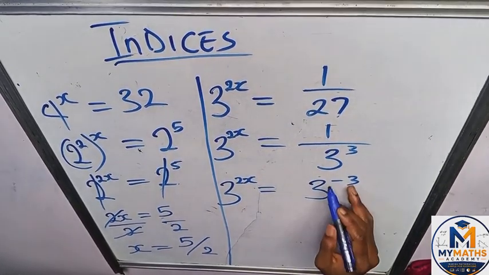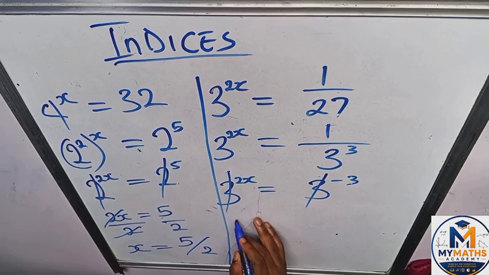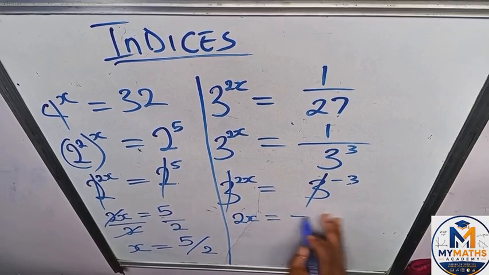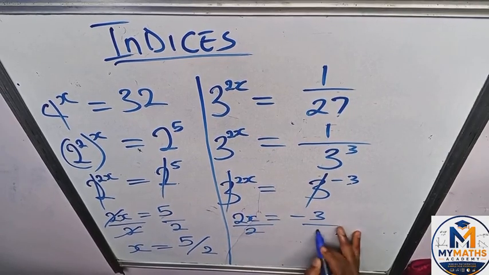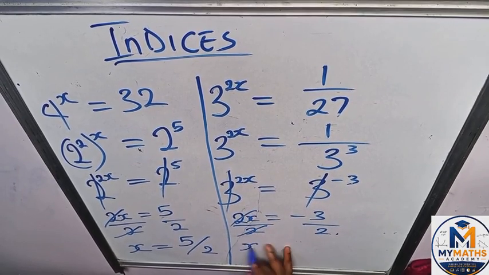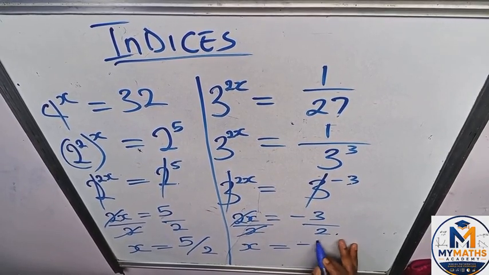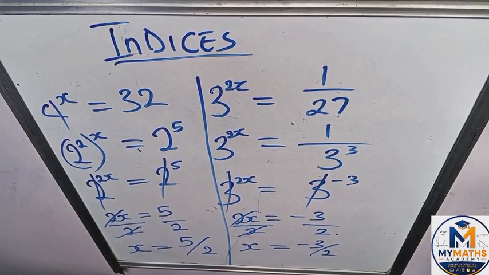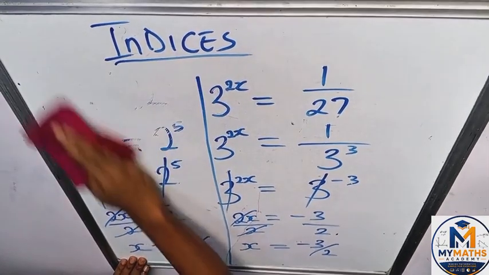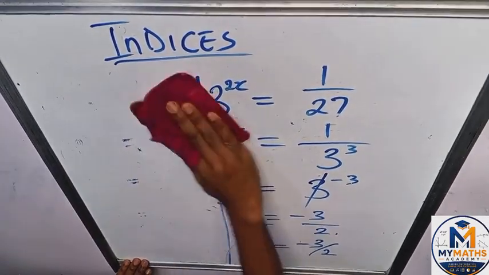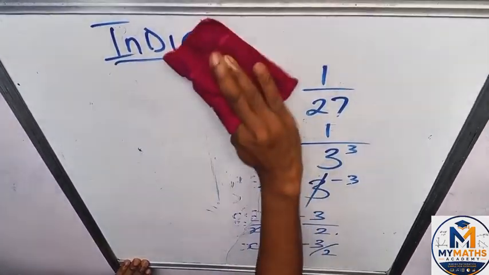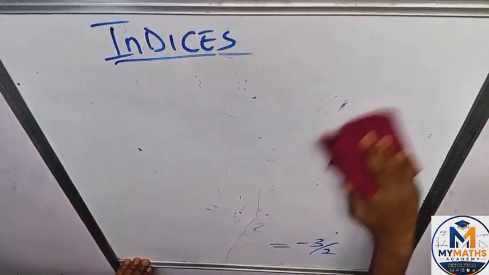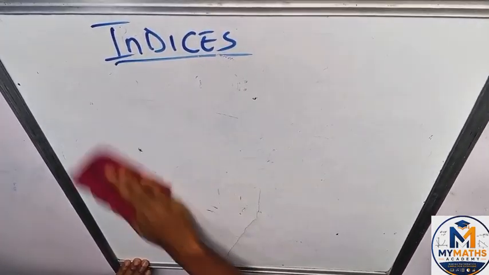Okay, so now this 3 will cancel this 3. It's going to be 2x equals minus 3. Divide both sides by 2. 2 cancels this. x will be equal to minus 3 over 2. Is that clear? So this is how to solve this kind of question. We're going to solve another question, to get a clear view on what we are doing.